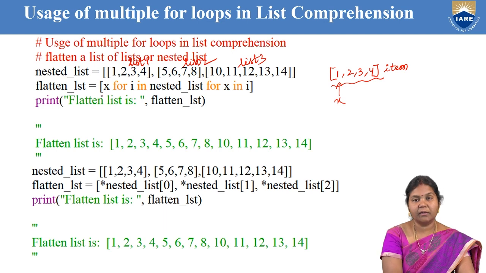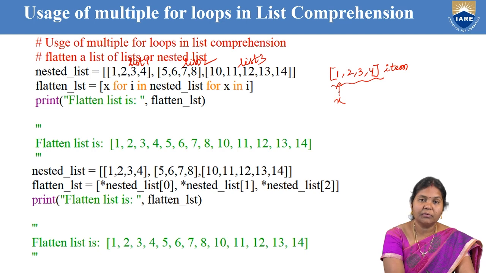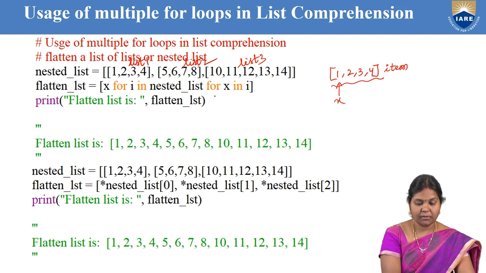So, this is the meaning of it. Every time it will take one list from the nested list, and from each list it will take one item and store it into the flattened list. That is the meaning of it. So here the flattened list is prepared using two for loops. This is the output of the flattened list.